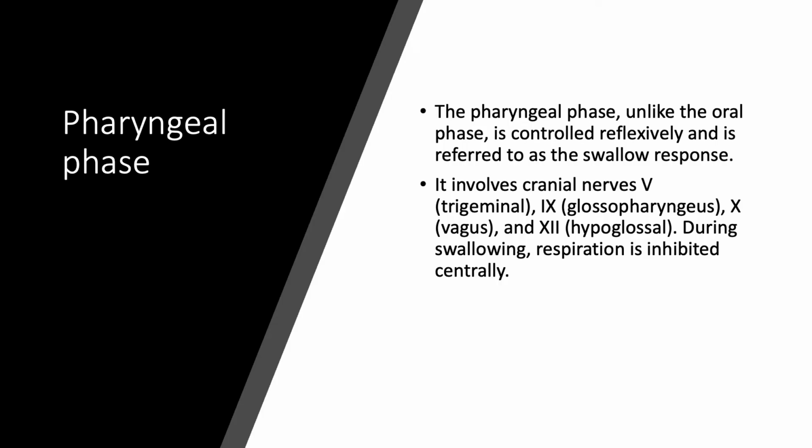The pharyngeal phase, unlike the oral phase, is controlled reflexively and is referred to as the swallow response. It involves cranial nerve number 5, the trigeminal, cranial nerve number 9, glossopharyngeal, cranial nerve number 10, the vagus, and cranial nerve number 12, the hypoglossal. During swallowing, respiration is inhibited centrally.